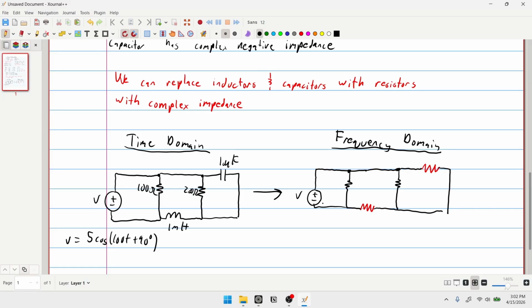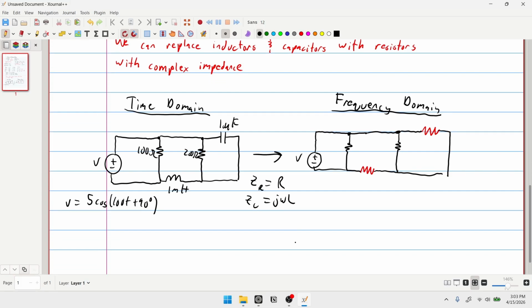Okay, and so let's look at our formulas. The impedance, or V over I in the frequency domain, is just R for a resistor. The impedance of an inductor is j omega L. And the impedance of a capacitor is negative j over omega C, right? And so, actually, let's make this 1,000 radians. So we have a frequency of 1,000 radians per second, right? And so we can just plug that in.